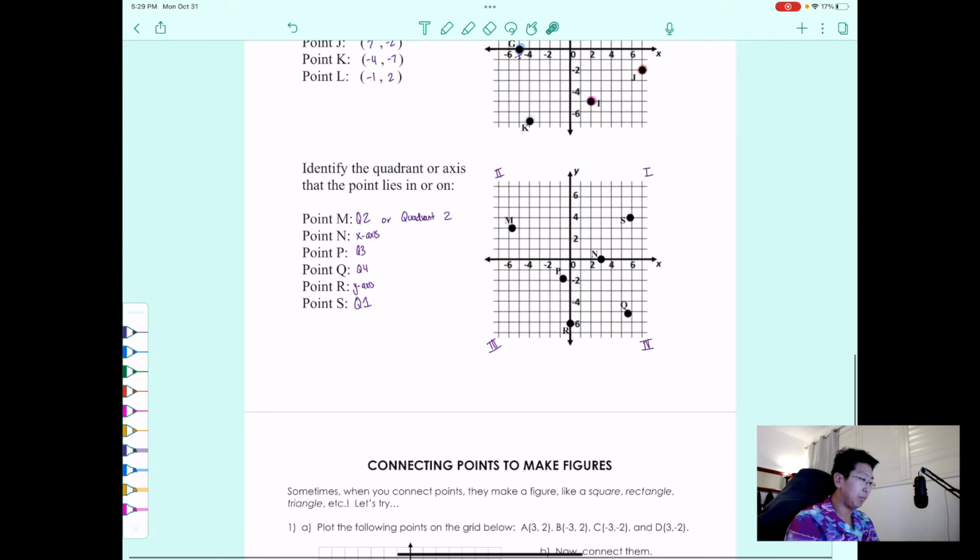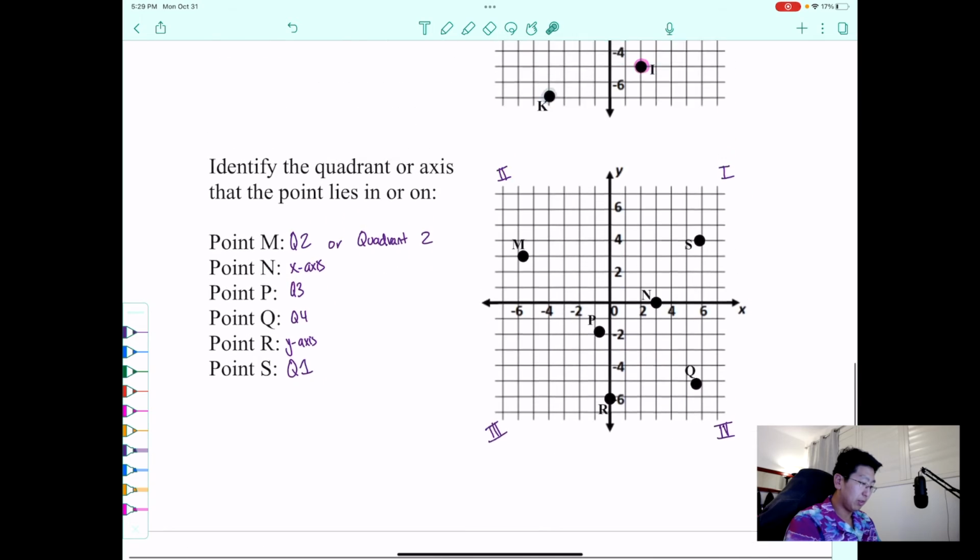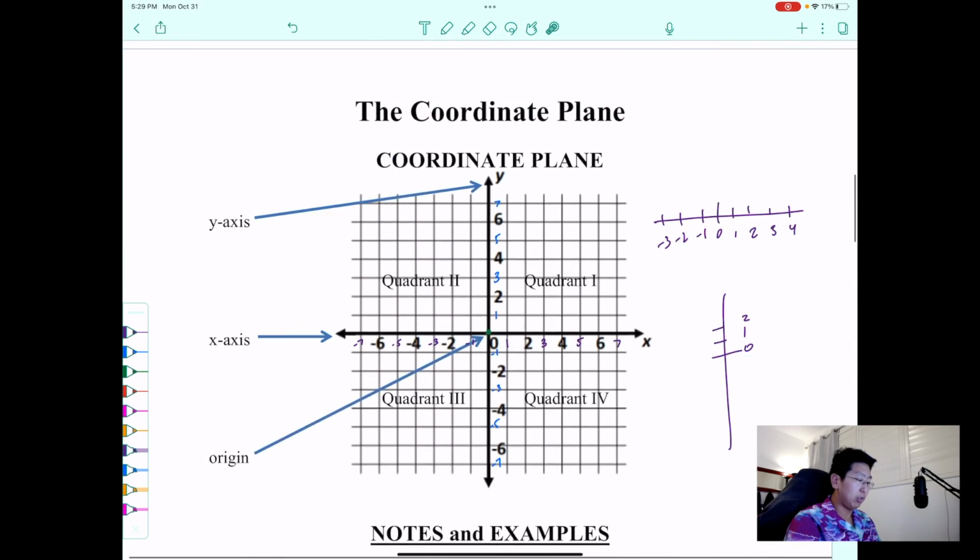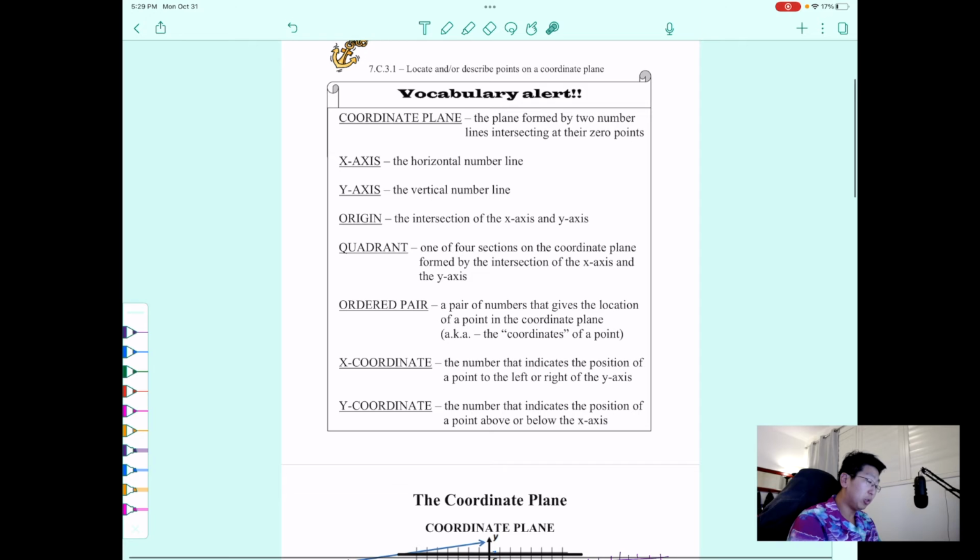All right. So far, just to get a quick overview, you should read all this. If you need to pause the video, you can. Quadrant plane, X and Y axis, origin, quadrant, ordered pair, which is also a point, right?